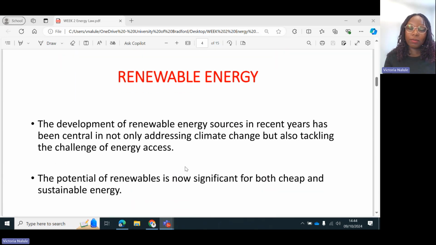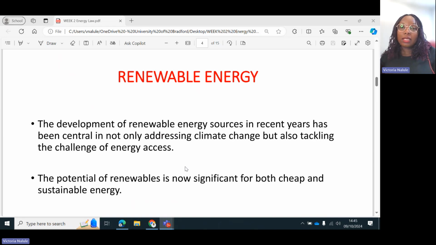So renewable energy basically is very key because in recent years, countries want to address climate change as stipulated in the 2015 Paris Agreement, and also the UN SDG 13 is focused on climate action. The UN SDG, that is the United Nations Sustainable Development Goal 13 is focused on climate action. And that means that countries are now more focused to address climate change.